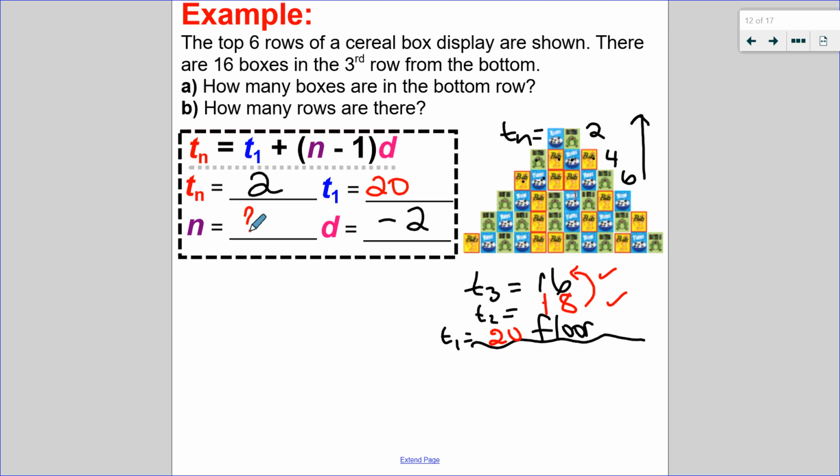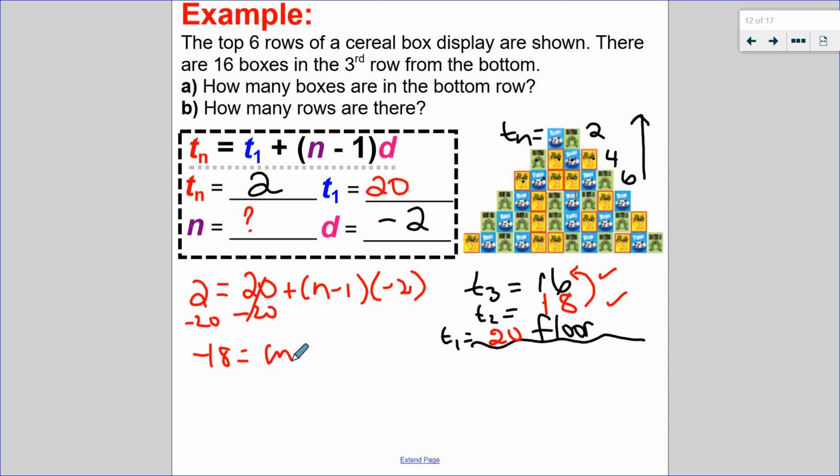So now I can solve for the thing I don't know. So my nth row, my t sub n, my last term is 2, equals my first term plus n minus 1 differences, and I don't know the differences. So very similar to the last question. So I will subtract 20 from both sides. So negative 18 equals n minus 1 times negative 2.